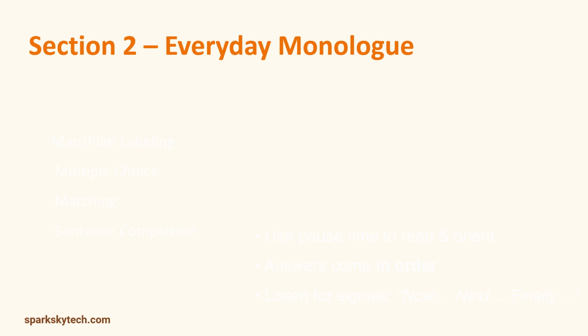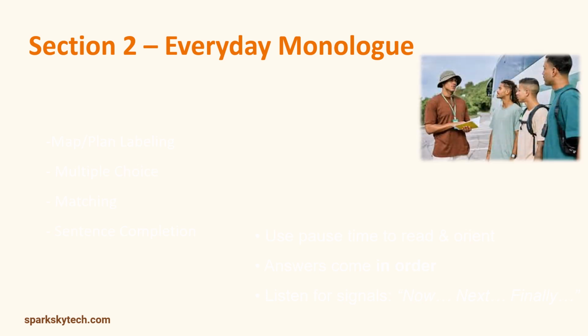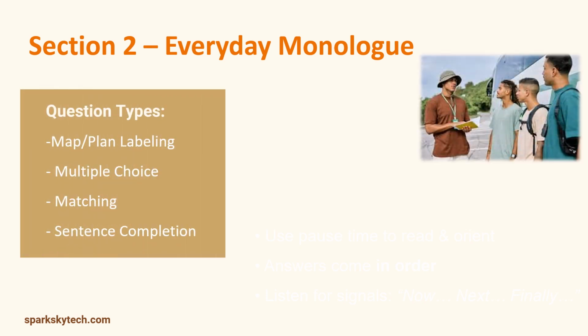Section 2: Everyday Monologue. Moving on to Section 2, which features a monologue. That means one person speaking. You might hear a tour guide describing a city layout, a radio announcement about events, or even a presentation about local services. This section tests your ability to follow a clear structure and identify key points. Common question types include map labeling, plan labeling, multiple choice, matching, and sentence completion.